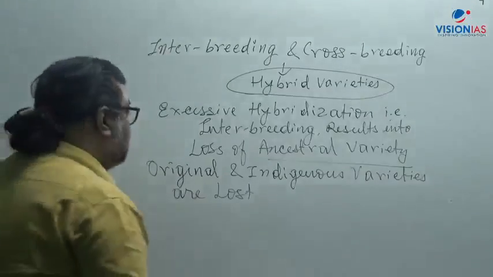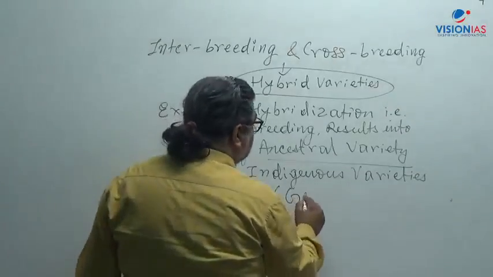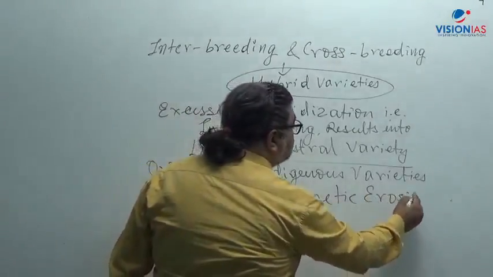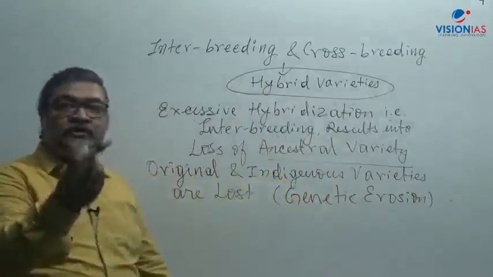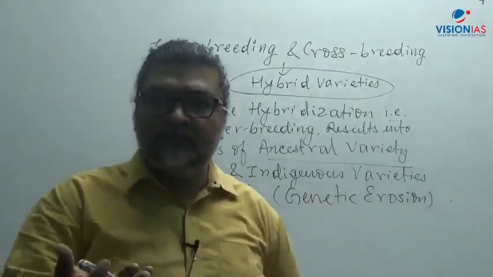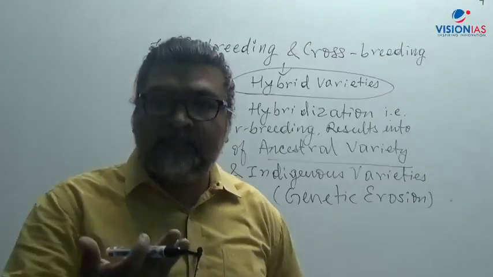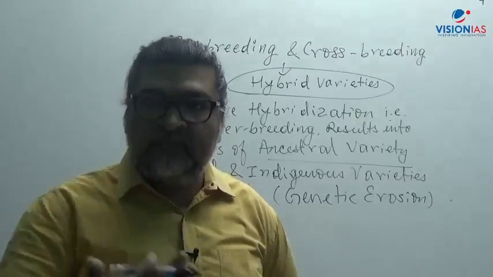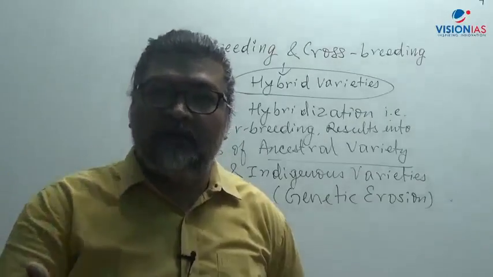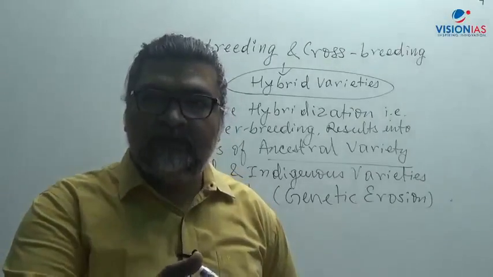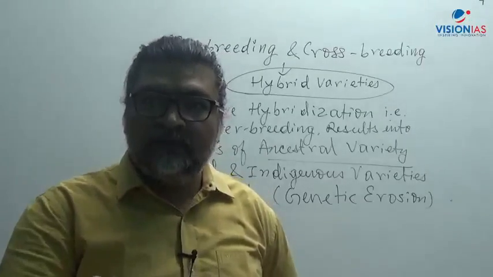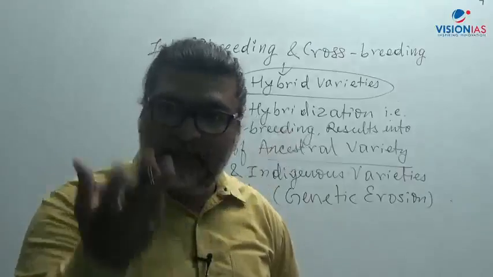This is called genetic erosion. We are eroding the gene pool. We are losing the gene pool. It happens in humans also. In human beings also we have marriages, right? When a man marries a woman, you have children. Children get the genes from their parents.